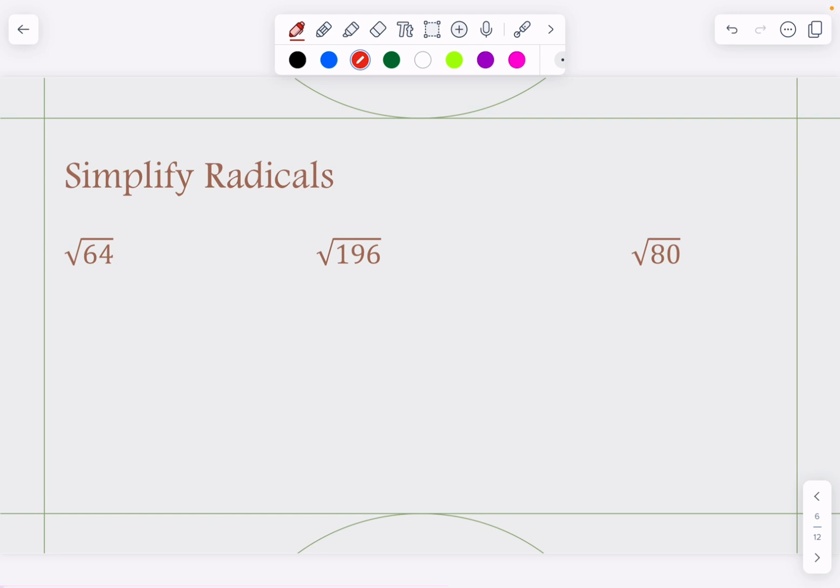So you always want to start by kind of checking to see if the radicand is already a perfect square. So in the case of 64, 64 is the same thing as 8 times 8. So 64 is a perfect square. You'll also find that on your list, so my final answer here is just 8. Same thing for 196. 196 is a perfect square, so the square root of 196 is 14.